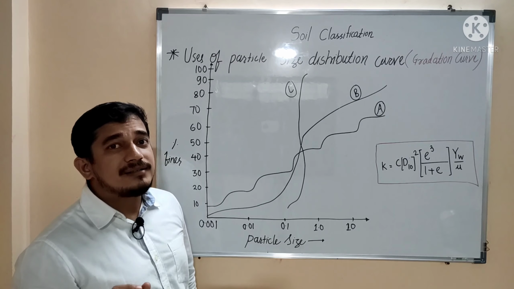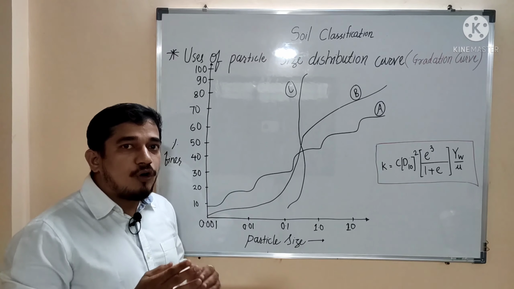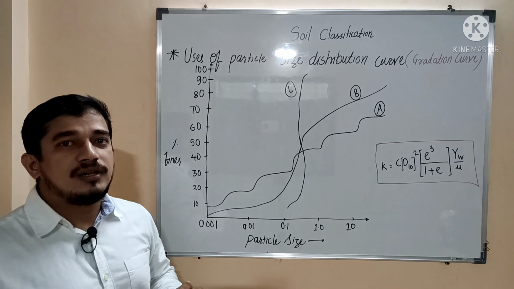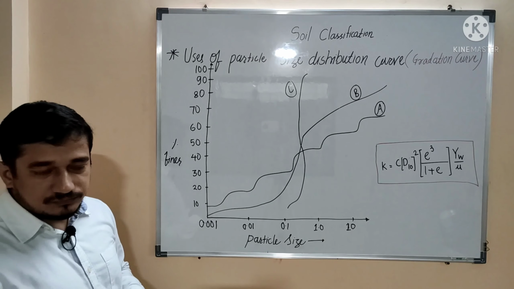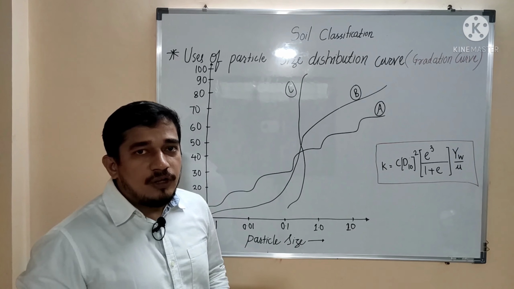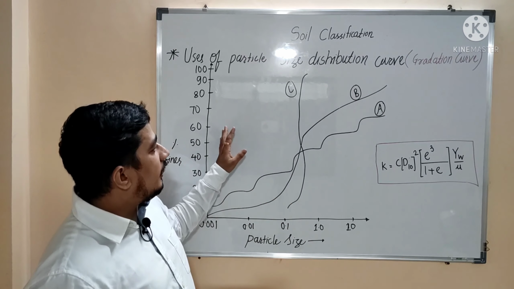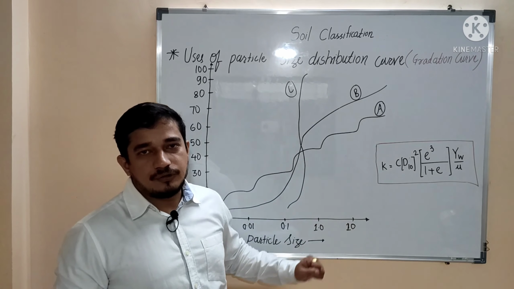So by just looking at this plot, we can identify what type of soil it is. We can have an idea of what kind of particle size distribution is within the soil mass. If you want to design a filter in case of an earthen dam, or if you want to do soil stabilization, then all these curves will be helpful to you. If the soil is subjected to frost heave, that can be identified by looking at this particle size distribution curve.